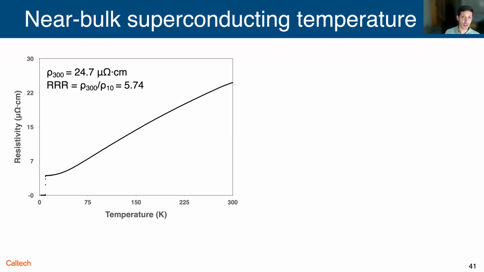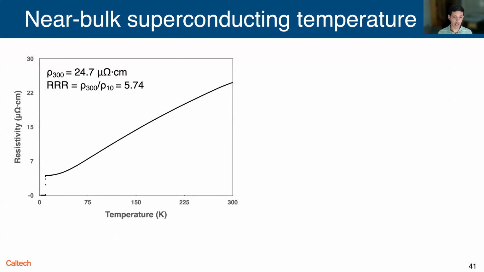Okay, so the last thing I'm going to show here is I think the most interesting. This is the superconducting properties of this film. This is resistivity versus temperature. Its room temperature resistivity is shown. A common metric in the superconducting field is the triple R, which is the residual resistivity ratio. We just divide the resistivity at room temperature by that at 10 Kelvin.